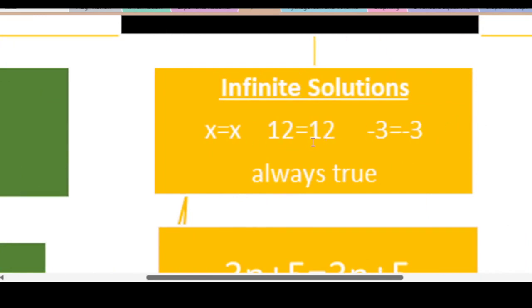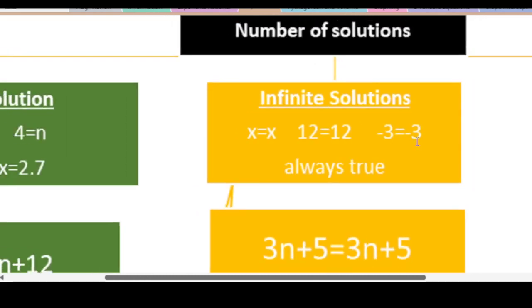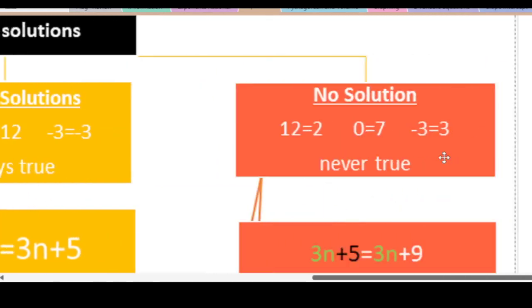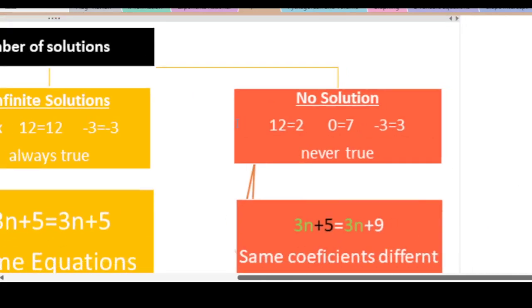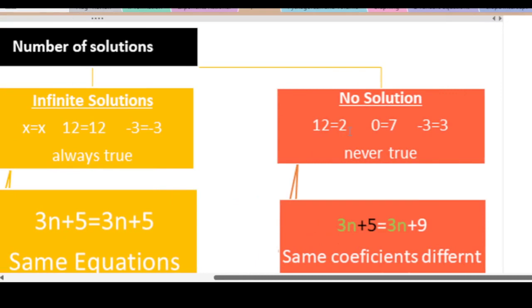x equals x, 12 equals 12, -3 equals -3. That is a situation where we have infinite solutions because no matter what, -3 is always going to equal -3. So if something's always true, it's going to be true for every value of x. Or we can end up with a situation where we get something that is never true, something that doesn't make sense. And something that doesn't make sense is going to have no solutions because, well, there's no way to make 12 equal 2.